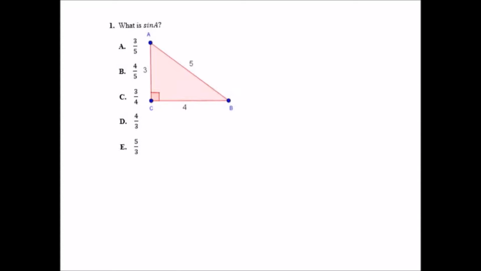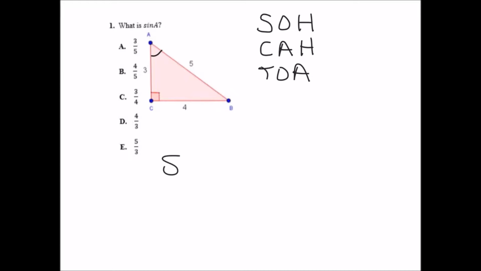Question number 1 asks, what is the sine of A? Right here. Remember, solving these problems is all about SOHCAHTOA. In this case, the sine equals the opposite over the hypotenuse. So we write the problem as the sine of A equals the opposite over the hypotenuse, which is here, 5. The sine of A is 4/5. Correct answer is B.